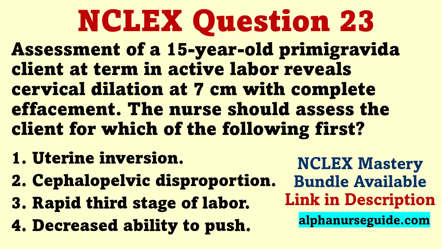The correct answer is 2. Adolescent pregnancy carries an increased risk of pregnancy-induced hypertension, iron deficiency anemia, and CPD.